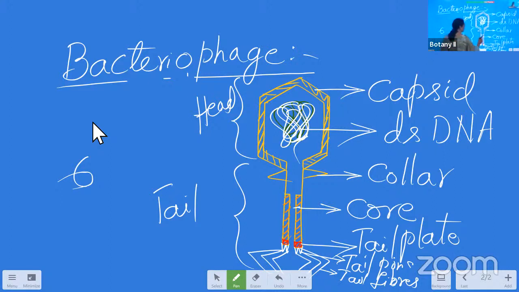And the core is the empty space, which is having a hollow space in between them, so that it can easily make the passage of the genetic material into the host cell. And the tail fibers and the tail pins are meant to hold the host cell to give the infection by this virus. This much you have to write for this bacteriophage. Very easiest one, what we can say in the botany itself.